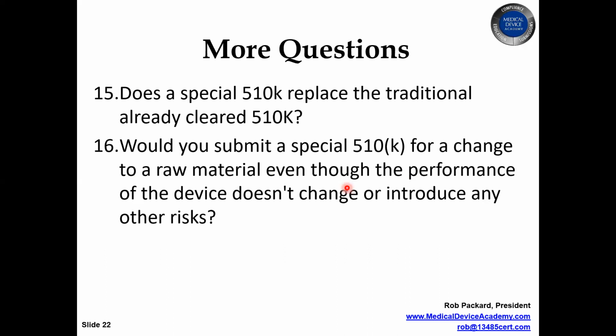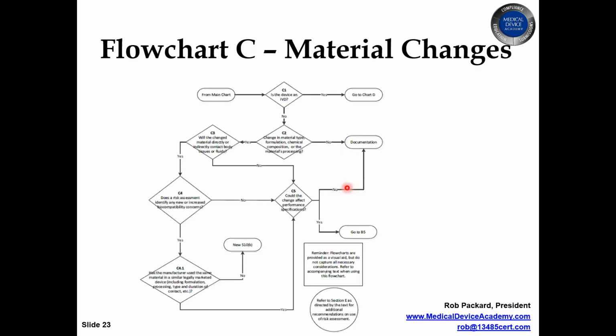And then the last question here: would you submit a special 510K for a change to a raw material even though the performance of the device doesn't change or introduce any other risks? When you change materials, it's highly unlikely that you don't need a 510K, but they actually have a flowchart for that. So here's what has to happen. Here's the flowchart. This is taken from that new guidance document released on October 25th, 2017.